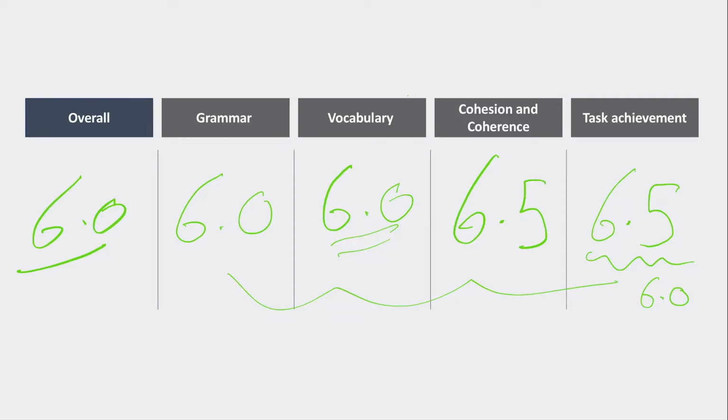And the things I think they can work on the most are their vocabulary, to check that the vocabulary they're using is appropriate, and task achievement: add in some more examples, and spend a bit more time explaining if possible.